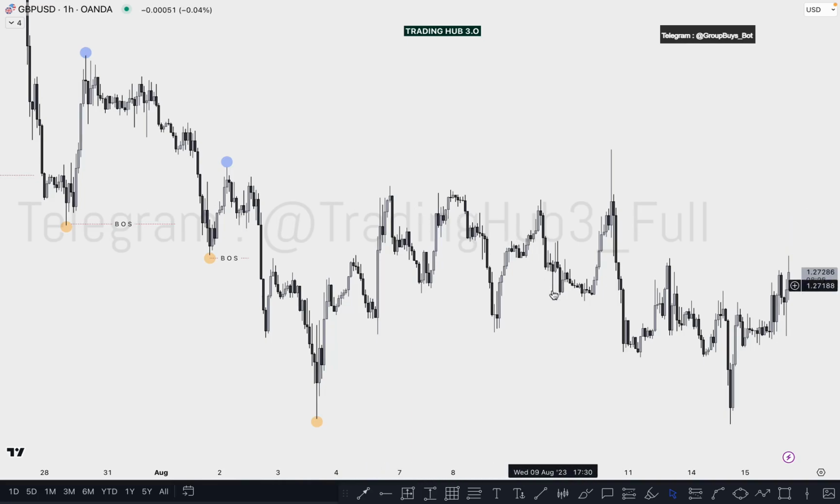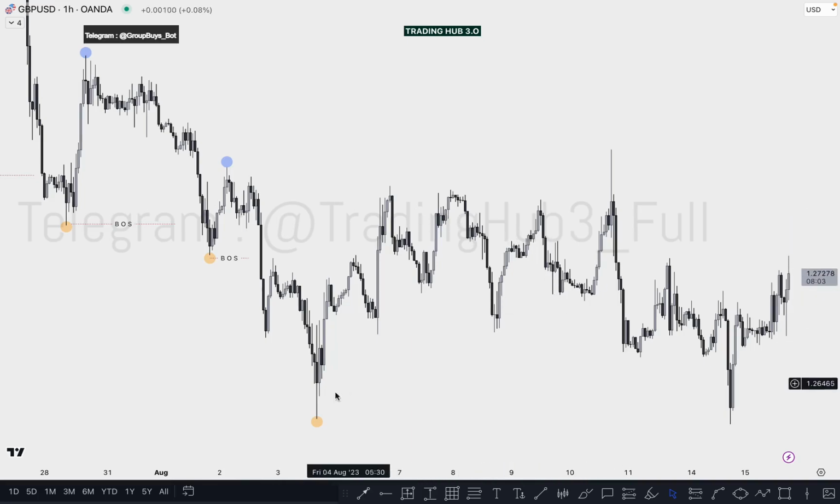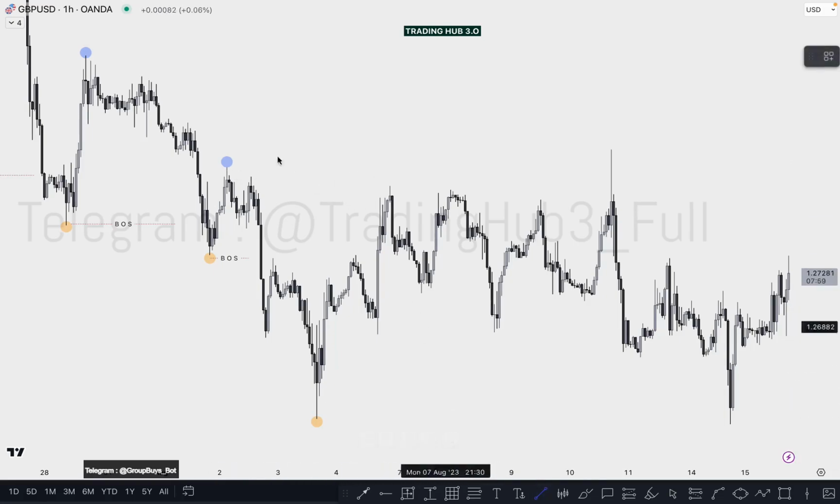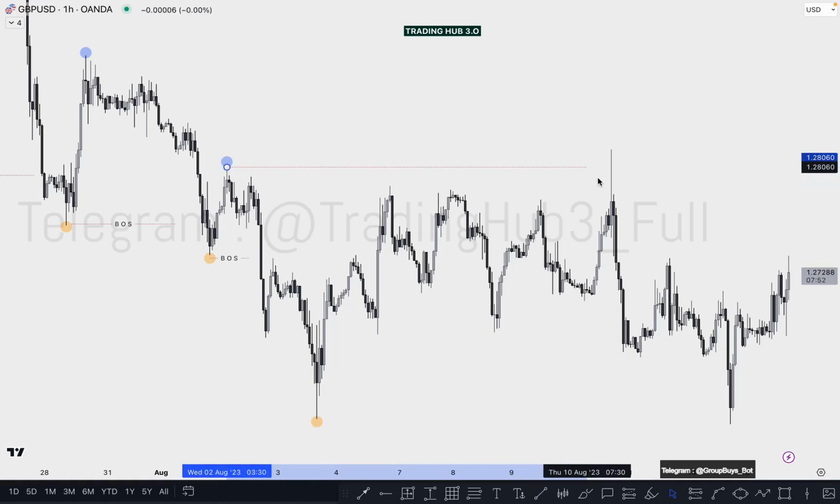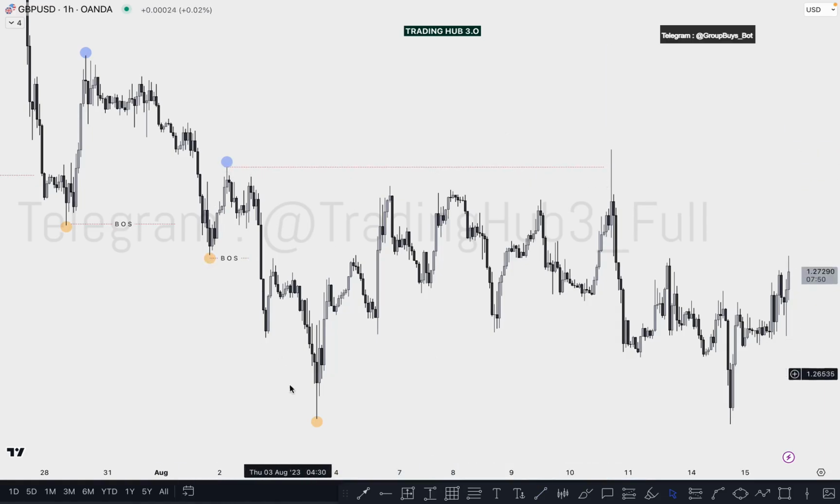The market mitigated this one and pushed downside but was not able to push or break this low. The market again went higher and broke this main high, this one right here. Okay, so what happened here? When the market broke this high, where is our structure? Is this a lower low or is this a lower low?